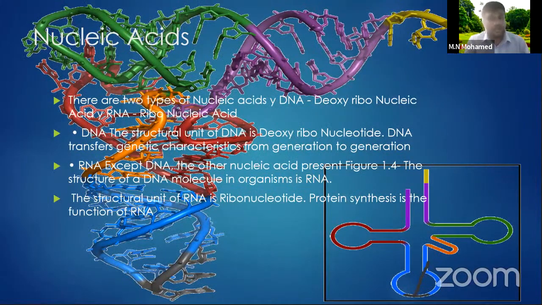There are two types, DNA and RNA. DNA is a double helix structure. RNA is a single helix structure. You know that coronavirus is an RNA virus.